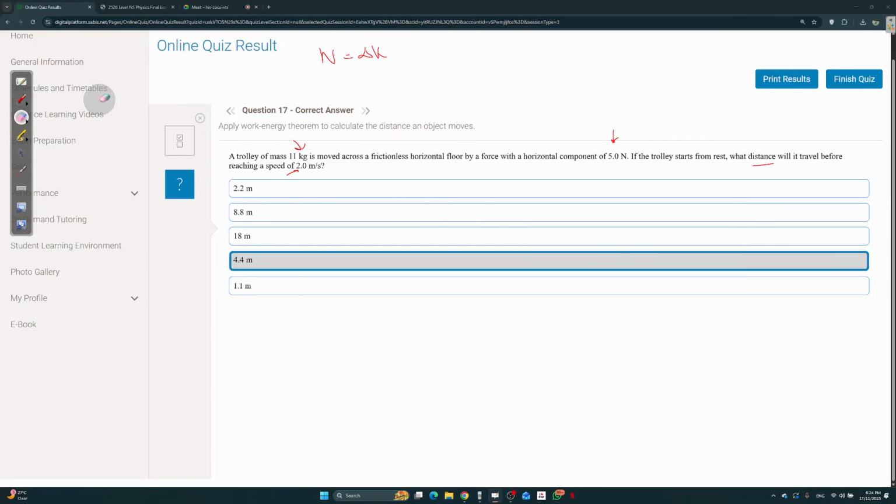Anyway, the first one we solved with ME1, let's try this one with delta K. Okay, work done is force times distance. Delta K is K final minus K initial, which is half MV final squared minus half MV initial squared. But they said it was starting from rest, so initial is 0. Force times distance, so 5 times distance equals half MV squared, so half, the mass is 11, with the final velocity squared, 2 squared. So you get D is equal to 22 over 5, you get 4.4 meters.